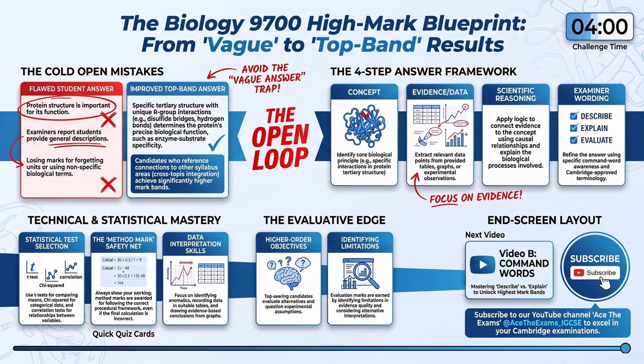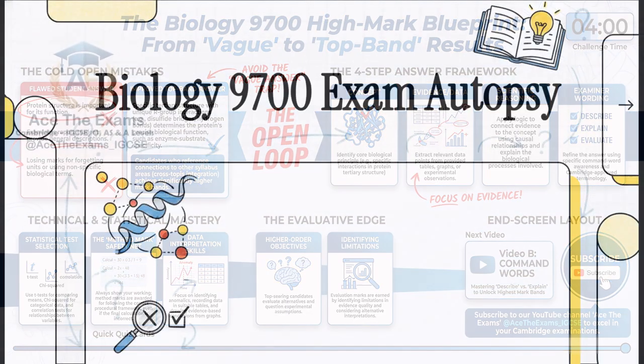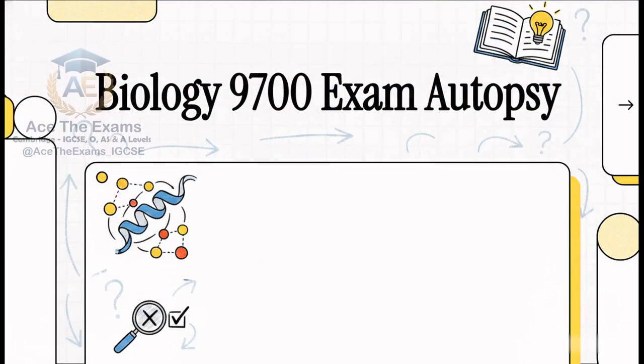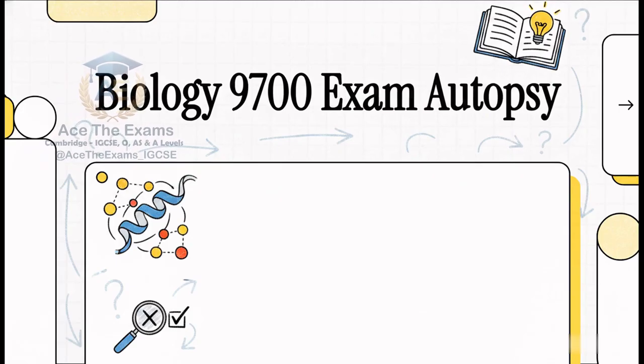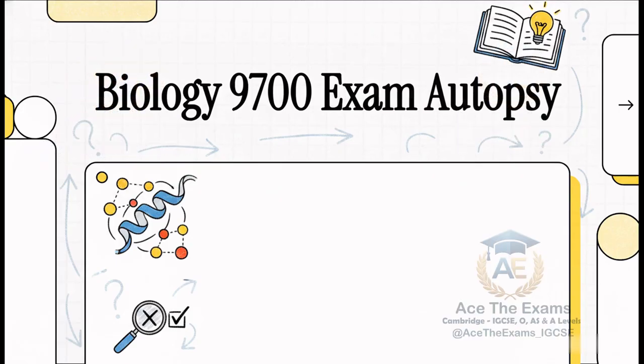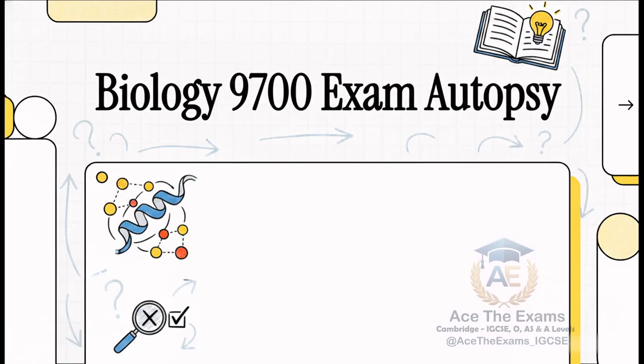Welcome back. Okay, so examiners report that section 2.3, types of interactions in protein structure, is literally one of the most misunderstood areas in Cambridge biology. So let's fix that right now in this explainer. If you're aiming for those top-tier marks, you already know that simply memorizing the textbook just isn't going to cut it anymore. Today, we're conducting a complete exam autopsy to show you exactly what the examiners are desperately looking for and why so many students completely miss the mark.